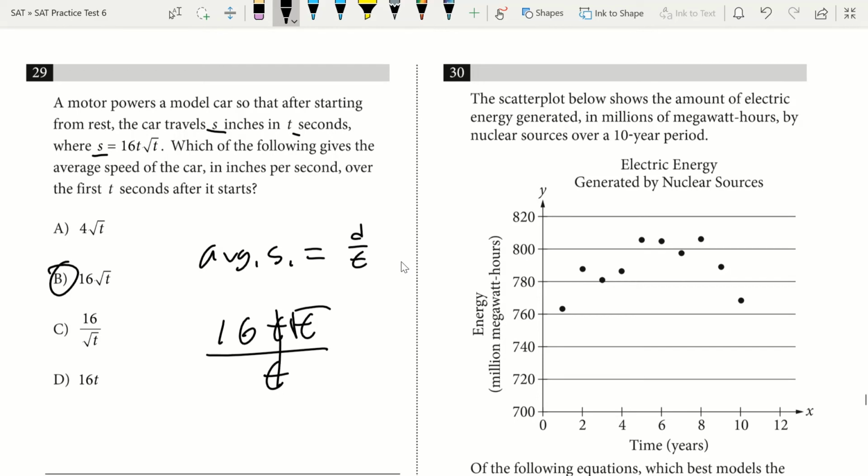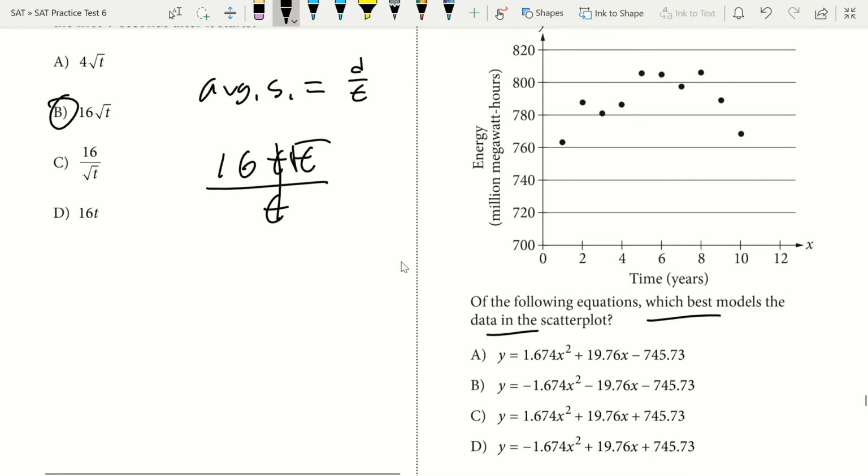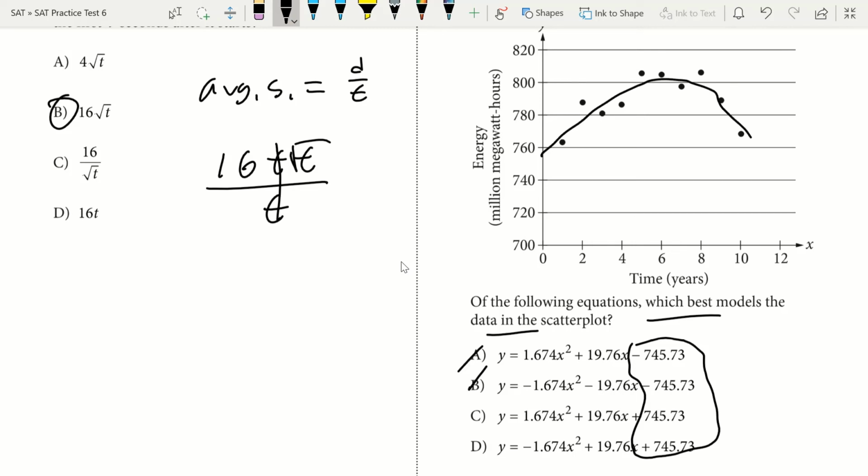All right, now we've got question 30. The scatter plot below shows the amount of electric energy generated in millions of megawatt hours by nuclear sources over a 10-year period. Of the following equations, which best models the data in the scatter plot? Right off the bat, I'm looking at my y-intercepts. I know that I have a positive, so I can get rid of A and B. Next, I'm going to look at my two other terms. What I see is that I go up and then I drop back down. So I can't have both of them be the same sign, because we need a change at some point. When I look at choice C, I see a positive times x squared and a positive times x. If that was the equation, it would just keep going up and never come down. So I know C can't be my answer, and D has to be my answer.